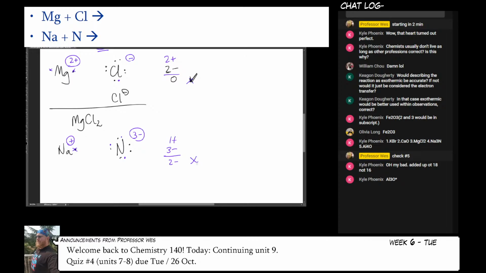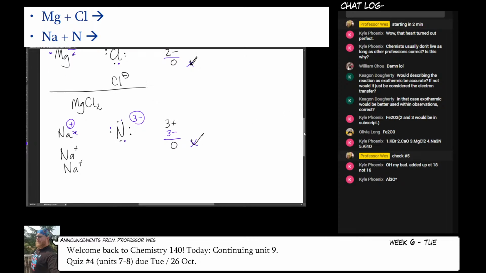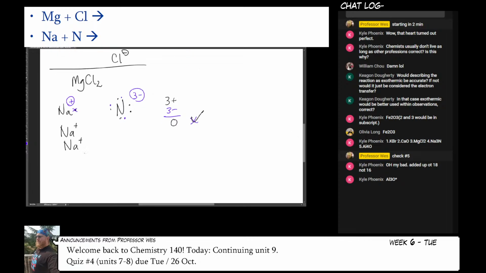Oops, that didn't work. I just need more stuff. I need more positives to cancel out the excess negative. And since these come in 1s, I'm just going to put a bunch of them down, right? So now when I sum them together, I have 3 positive 1s and a 3 minus. There we go. So I'll sum them together. I got 3 sodiums and a nitrogen, and there you go, Na3N.